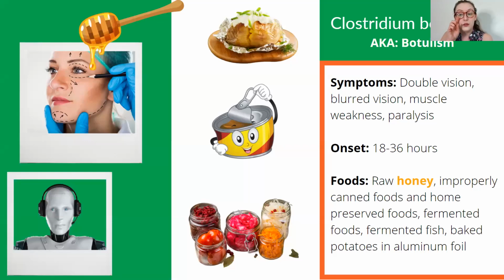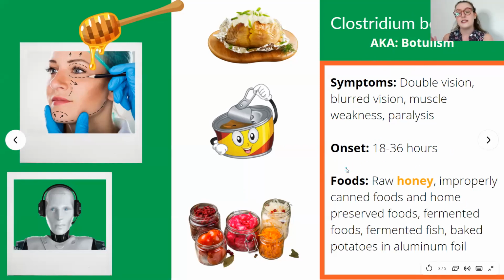So for each microorganism, we have a story. There's different ways to remember it, and I highly recommend you find what works best for you. I came up with these memorization techniques, and maybe they'll help you, and maybe you come up with your own story. So here we have Clostridium Botulinum, aka botulism, and this is a pretty well-known one. We have our symptoms, we have our onset time, and our foods.